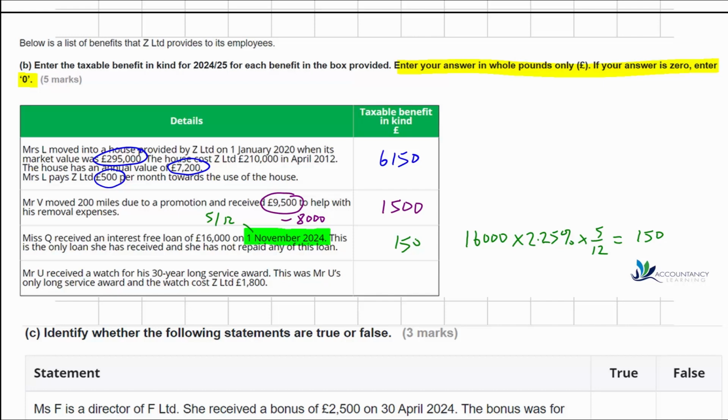And finally, Mr. U received a watch for his 30-year long service award. This was Mr. U's only long service award, and the watch cost Z Limited £1,800.